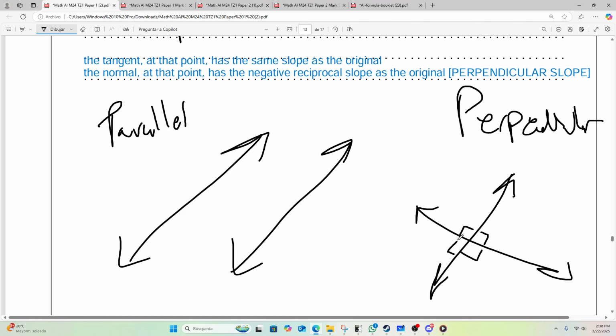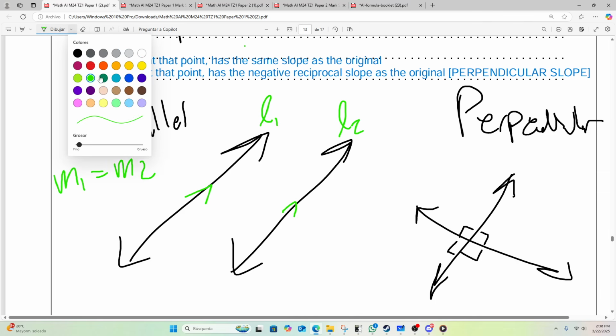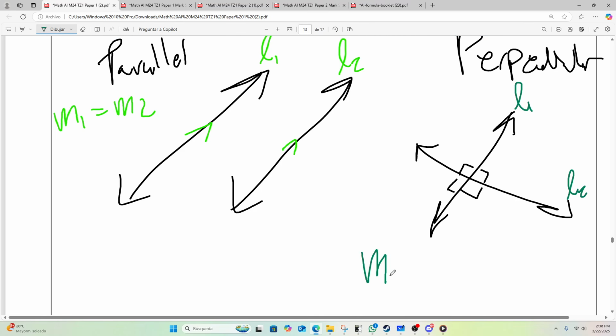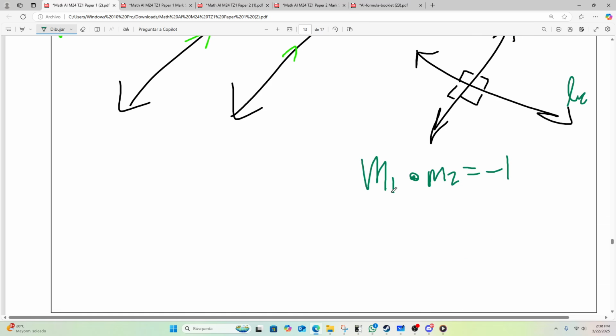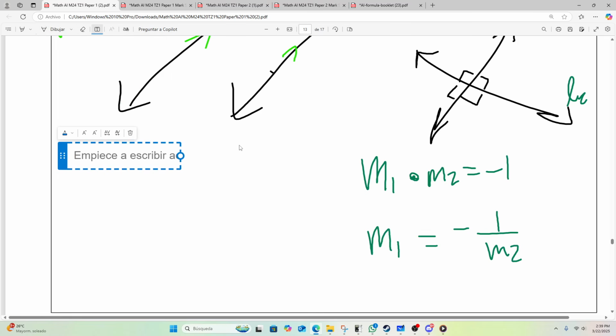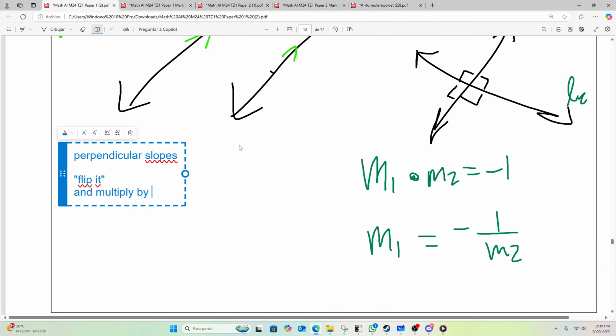See? For parallel slopes, if this is L1 and this is L2, the slope of the first one equals the slope of the second one. That's why they never touch. Meanwhile, for a perpendicular line, let's say this is L1 and this is L2, the slope of the first one times the slope of the second one equals negative 1. So if you want to get m1 alone, m1 equals negative 1 divided by m2. That is why you've probably heard that for perpendicular slopes, you just have to flip it and multiply by negative 1.